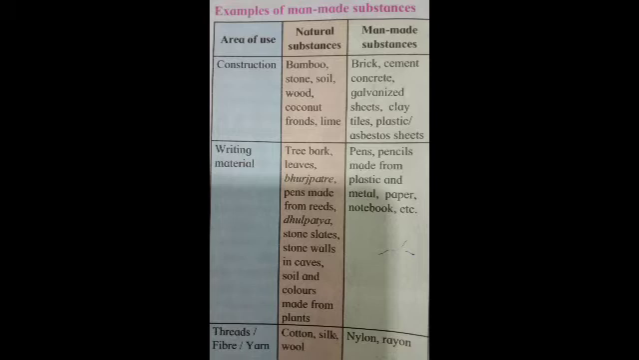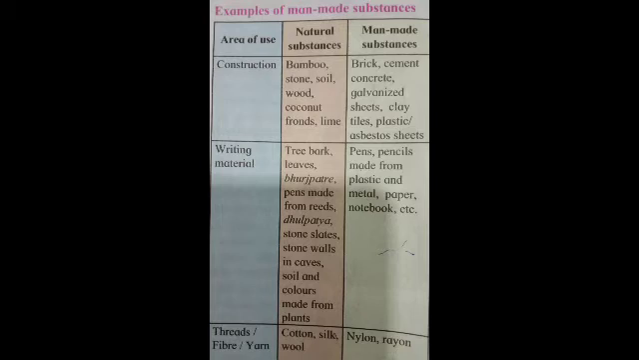The next point is writing material. The natural substances we use for writing material are tree bark, leaves, and burjapatra. Used in ancient times were pens made from reeds, palm leaves, stones, slates, stone walls in caves, soil, and colors made from plants. And man-made substances are pens and pencils made from plastic and metal, paper, notebooks, etc.